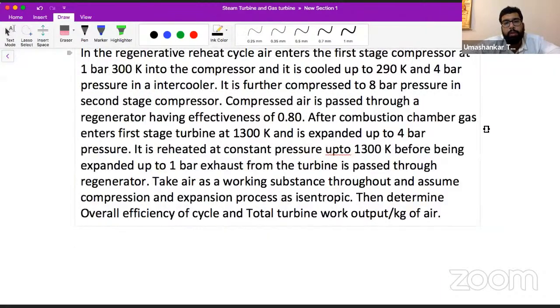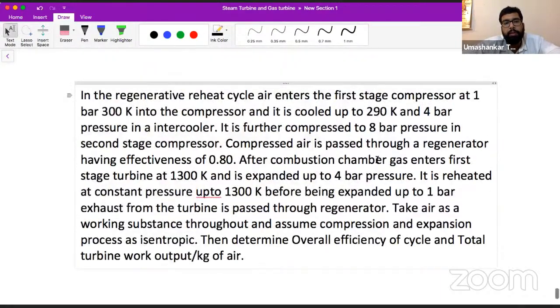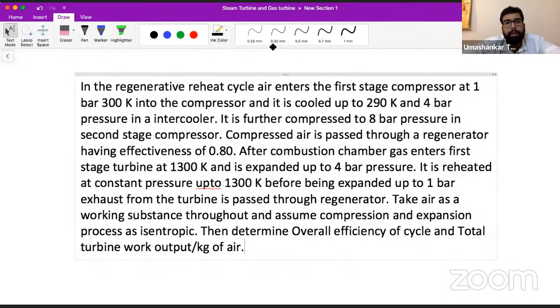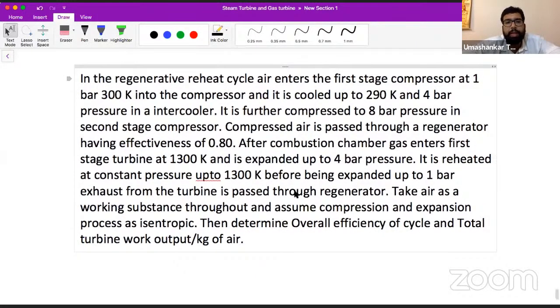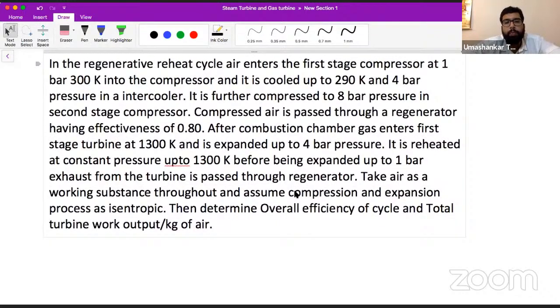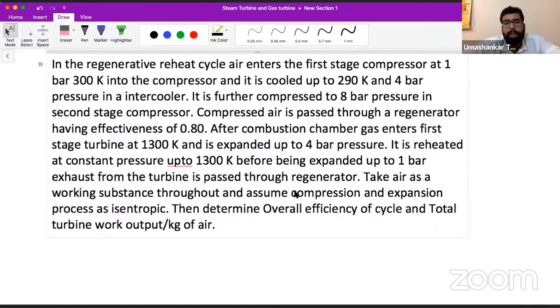Okay. So you have this question on your screen. Please read it carefully, draw the TS diagram, try to find all the temperatures and give me the value of efficiency and total turbine work output per kg of air. So now you can please solve this question.